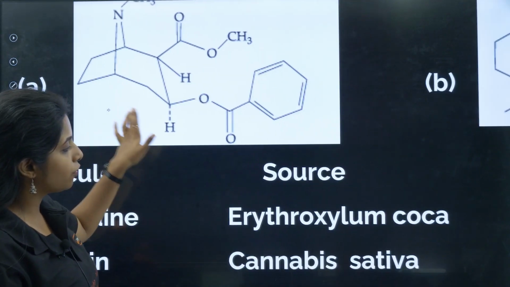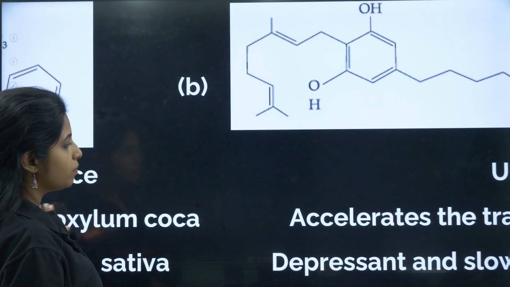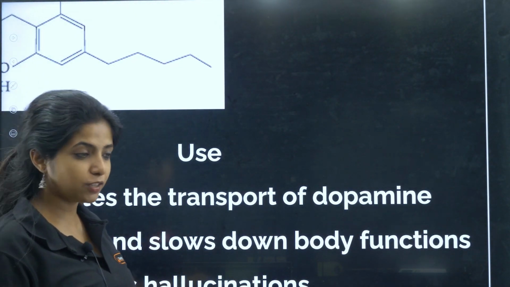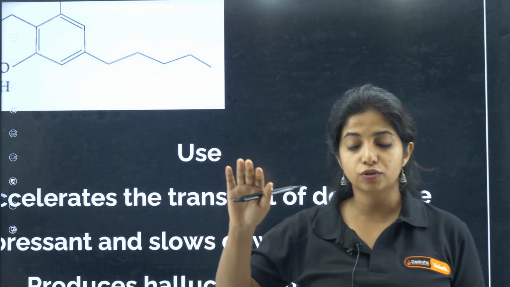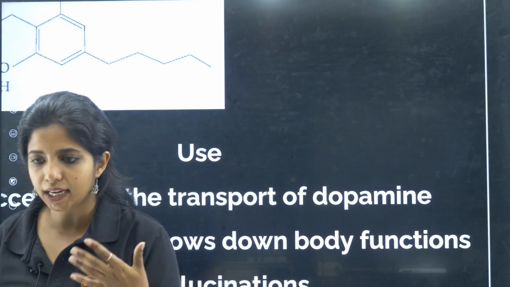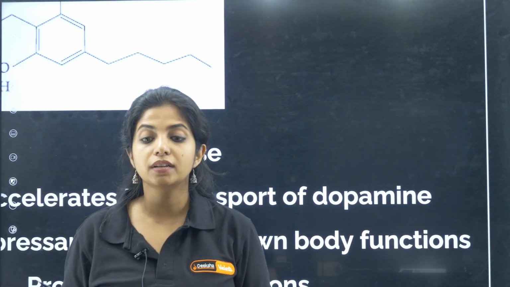And cocaine, you get it from Erythroxylum coca. And what does it do, my dear children? It accelerates the transport of dopamine. So there are dopamine receptors, it is basically closest of all of them, such that the dopamine does not have a place to go. It will keep on moving ahead. Okay, so this is the thing about dopamine, and this is what it does.